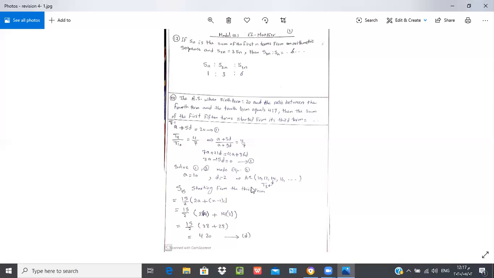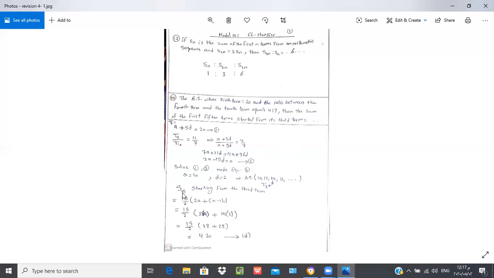So the sequence will be 10 plus 2, it will be 12, plus 2, 14, plus 2, 16, and so on. So here he asks you to find S15, but remember, he said S15 from its third term. So the third term will be the first term here. I will start with 14.